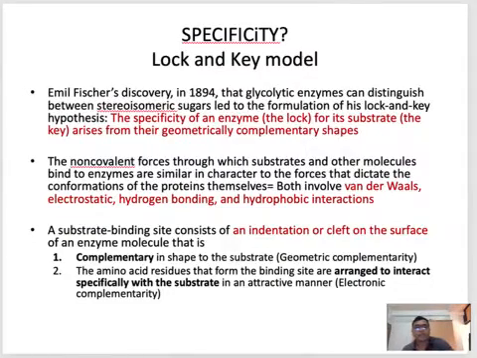First, the lock and key model. The idea of this lock and key model came from a scientist named Emil Fischer. In 1894, Emil Fischer made a discovery: he observed that glycolytic enzymes can distinguish between stereoisomeric sugars, which led to the formation of his lock and key hypothesis. The hypothesis is that the specificity of an enzyme, that is the lock, for its substrate, the key, arises from geometrically complementary shapes.